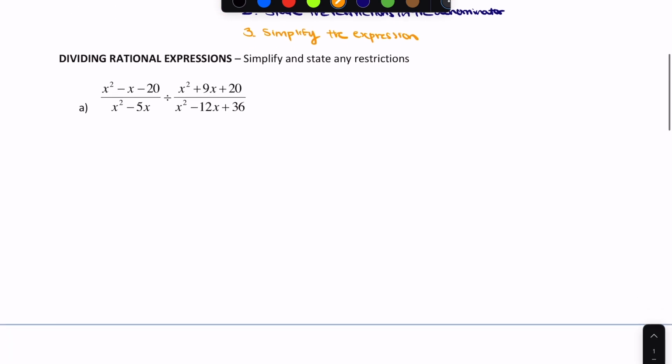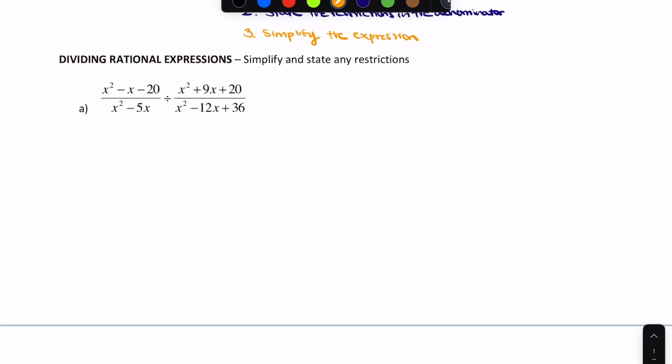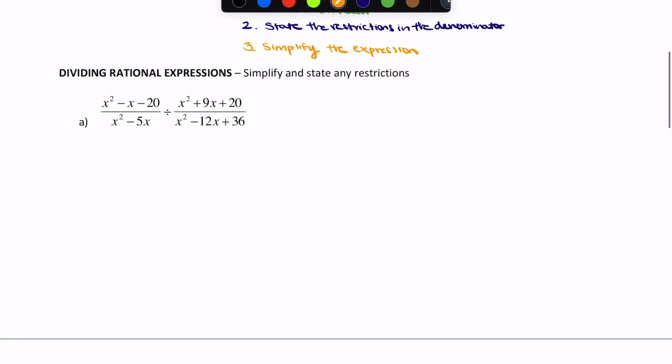Okay, so let's look at dividing rational expressions. Same thing that we're doing here: we are going to simplify and state any restrictions. So first thing we want to do is factor the numerator and denominator, same thing that we did before. Again, another simple trinomial: x minus 5, x plus 4.